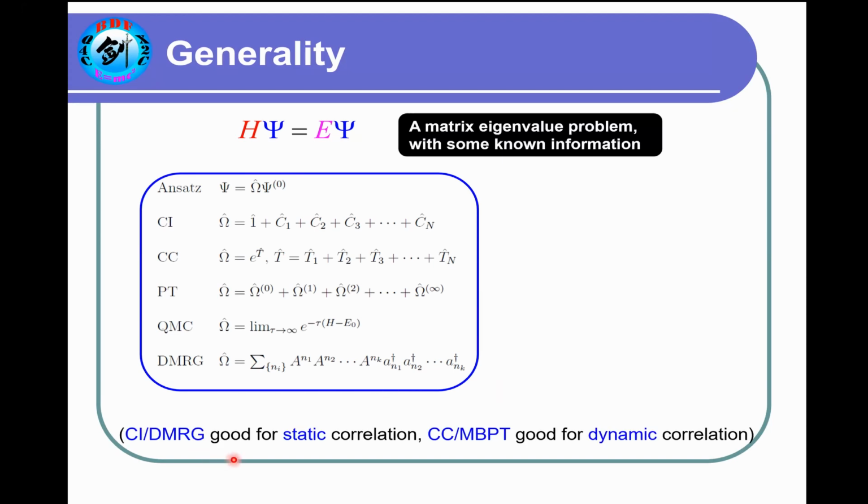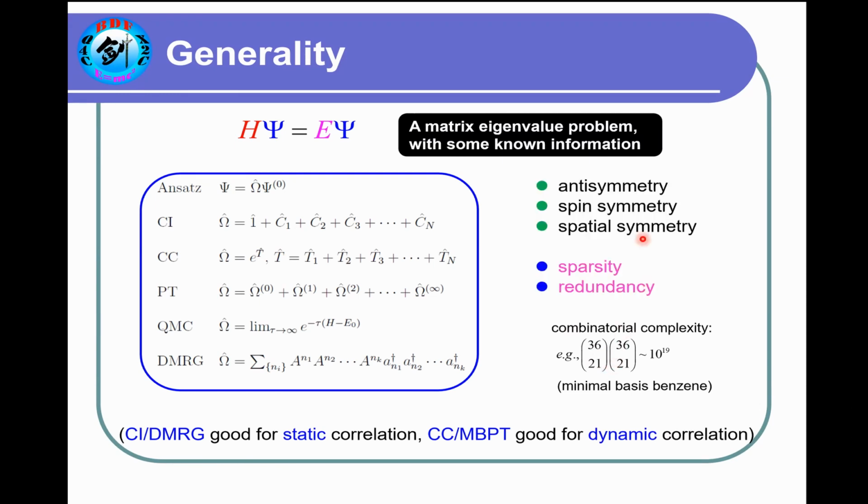So now I think it's clear that CI and DMRG are good for static correlation, while coupled cluster or many-body perturbation theory are good for dynamic correlation. The main problem of electron correlation is the combinatorial complexity. That means the number of determinants goes up exponentially. So what we can make use of is antisymmetry, spin symmetry, and spatial symmetry, especially sparsity and redundancy.